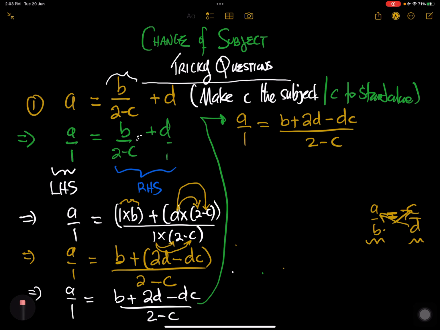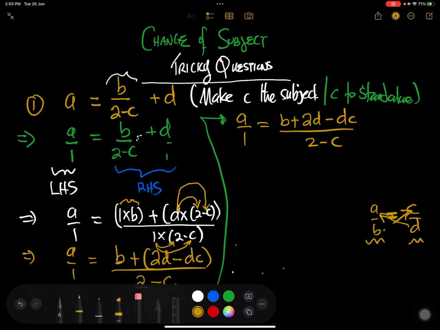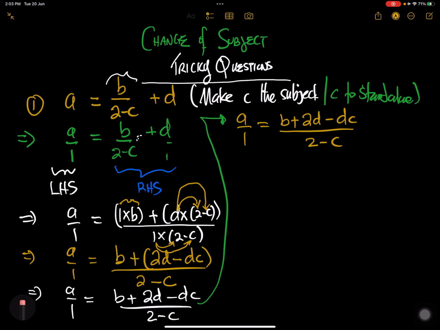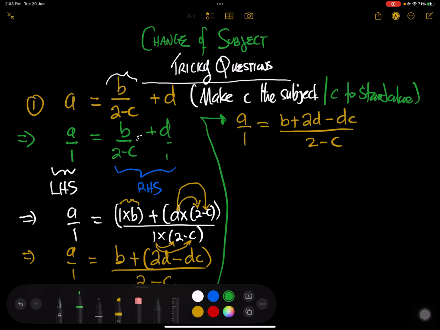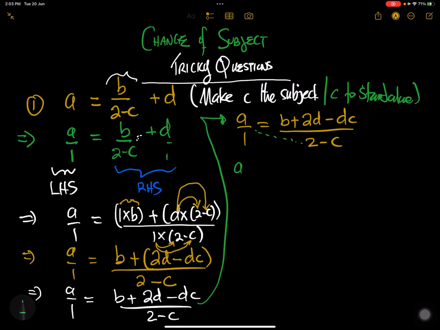We cross multiply each other, and there we go. So we're going to do the same thing here. To do that, we're going to multiply this by that. So we're going to get A multiplying 2 minus C, equal to the 1. This 1 is multiplying the whole of what is on top there, which is B plus 2D minus DC, because that is the numerator. So it's going to multiply everything, and then that's it. We're going to multiply this by that, and multiply this too by that, and then we are good.